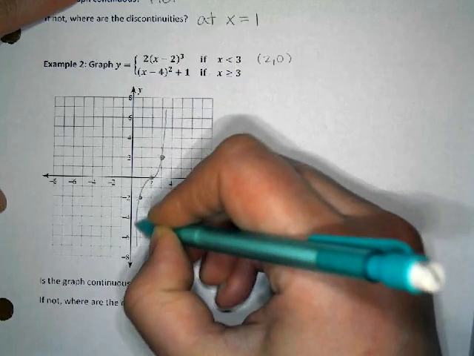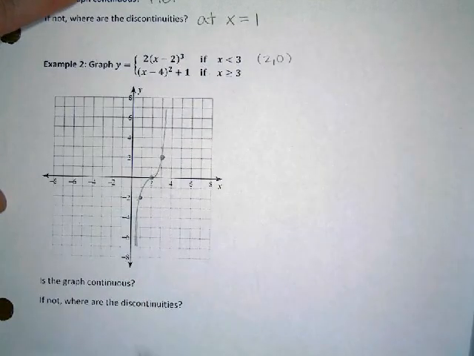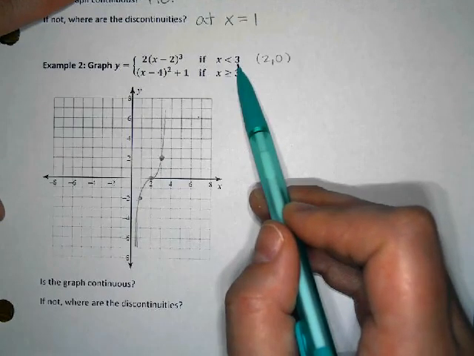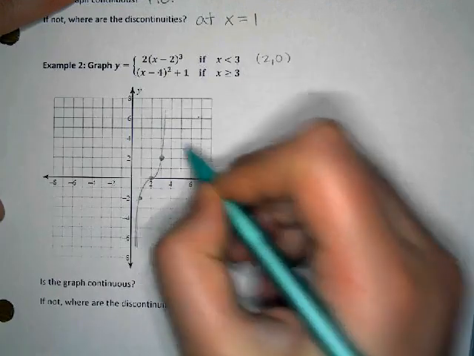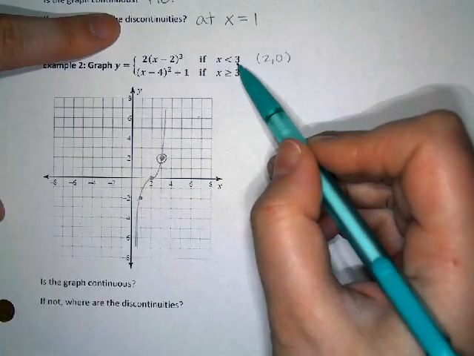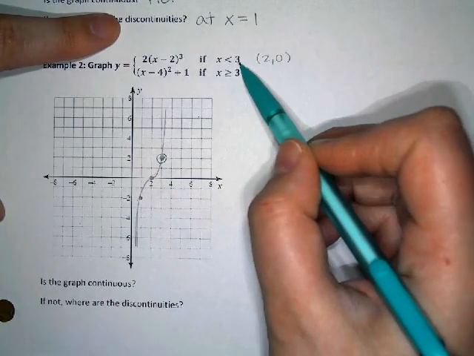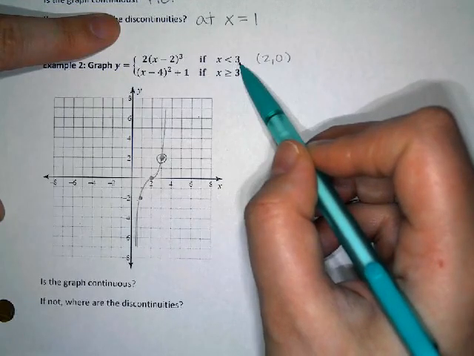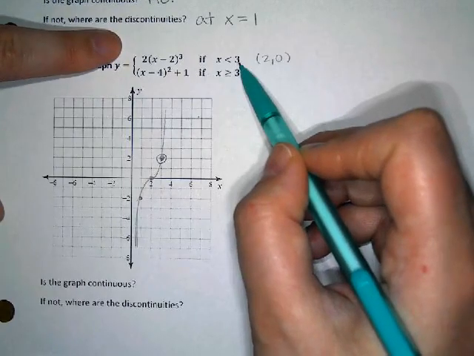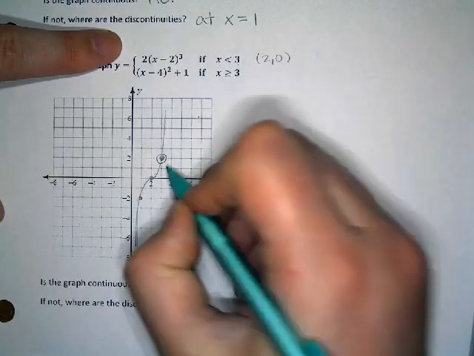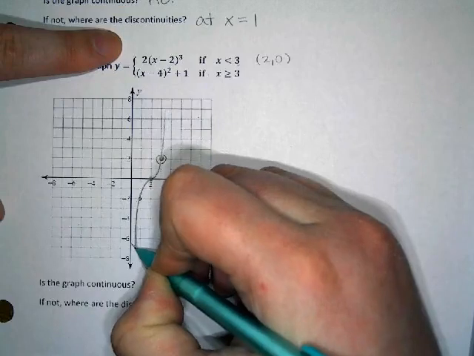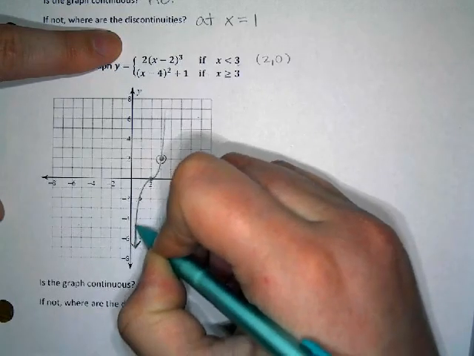Okay, so I need to circle which value? 3, okay. I'm circling 3. Based on the symbol, should I fill it in or not fill it in? Do not fill it in, okay? And then which part of the graph am I keeping? The left side or the right side? I'm keeping the left side. So I'm going to make this part dark. Go back and erase the other part.